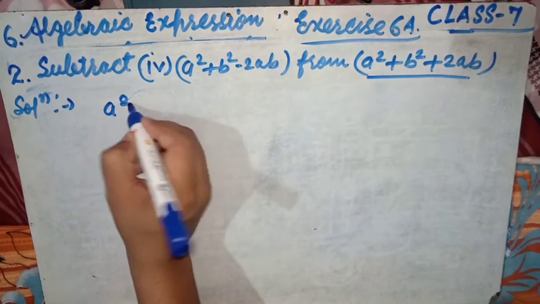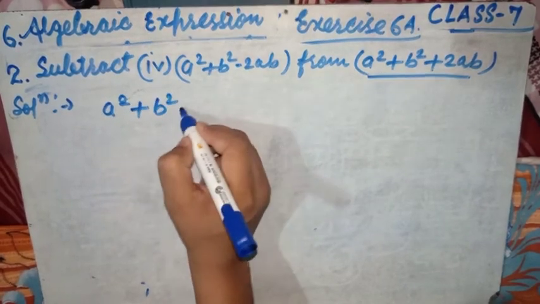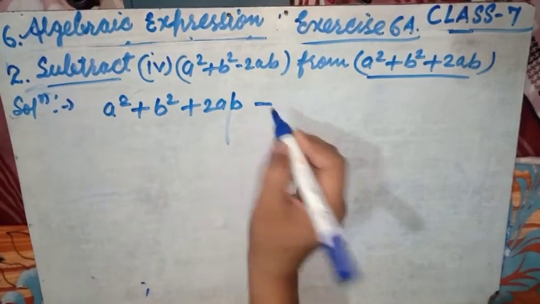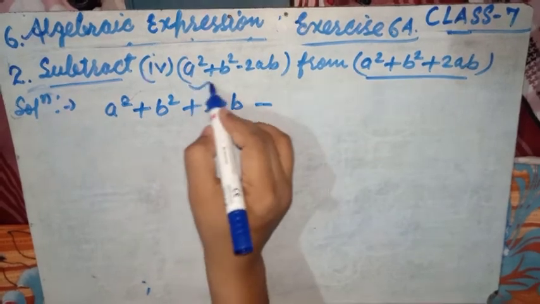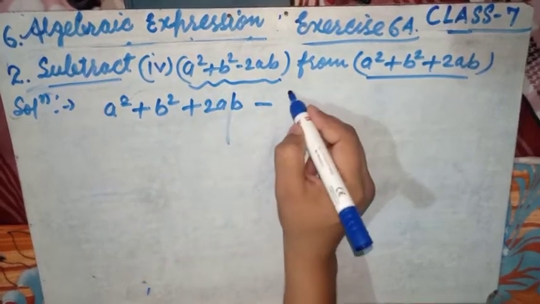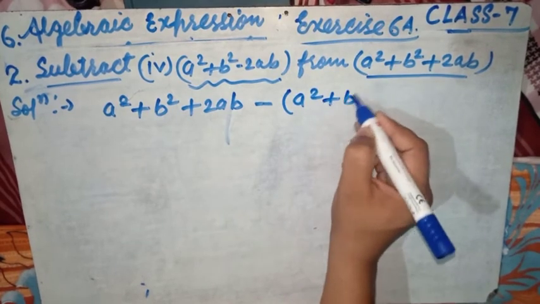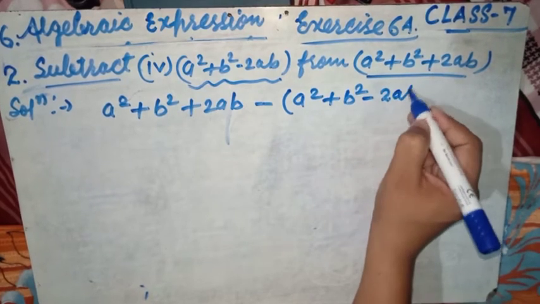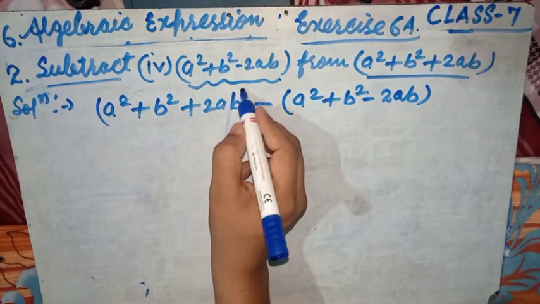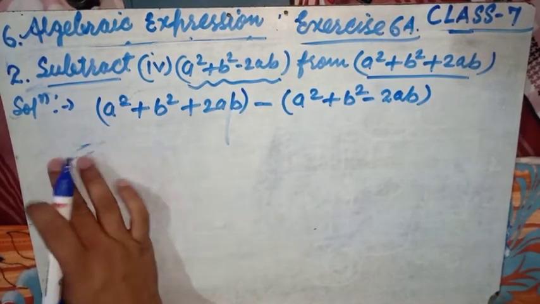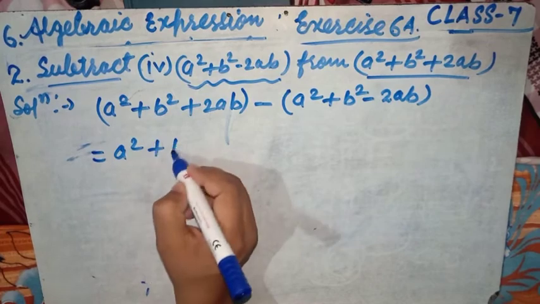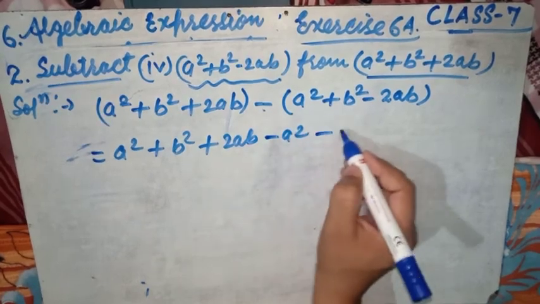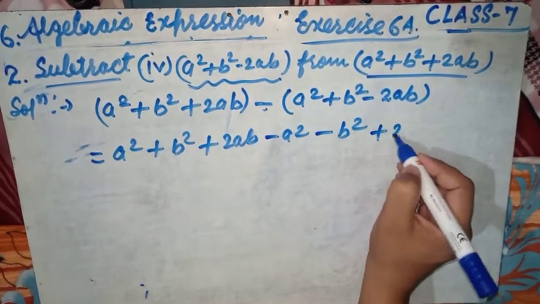First of all write the term a square plus b square plus 2ab. Now we have to subtract, so put the sign minus, then write the term which is written before the from in the bracket. Why? Because the minus sign is multiplied to all the terms of a square plus b square minus 2ab. Here the first term could be written without a bracket, it doesn't matter, because the plus sign multiplied to all numbers keeps them as they are. Now here is a square plus b square plus 2ab as it is. Now this is minus into plus, minus a square, minus into plus, minus b square, minus into minus, plus 2ab.